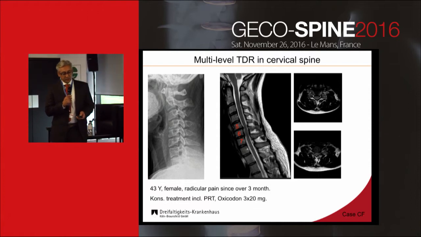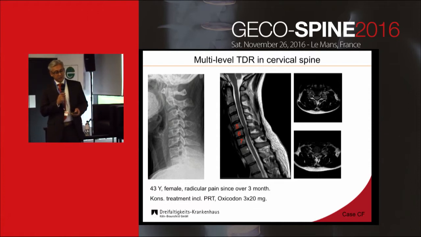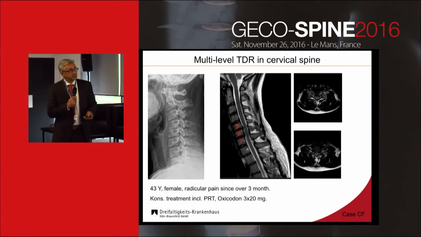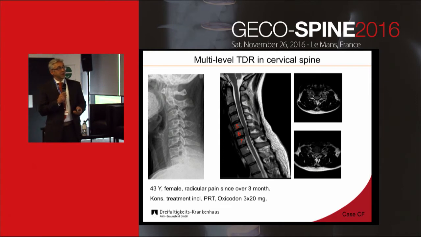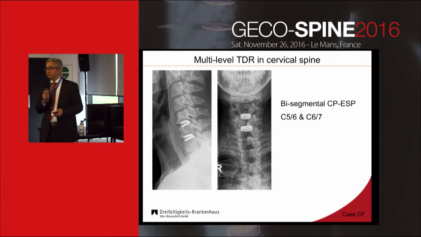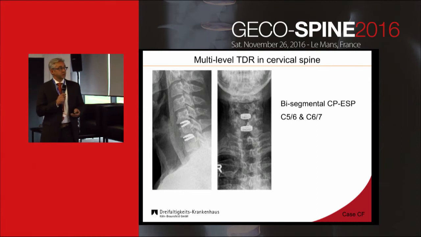Next case is a 43 female, radicular pain since over 3 months. Conservative treatment was done, including the injections under CT scan, and she's also under oxycodone 3 times a day, 20 milligrams. And you can see C5-6, C6-7 is narrow, and you have the protrusion. This is an ideal candidate for the bisegmental disc arthroplasty, in my opinion, and you can treat them easily with the arthroplasty.